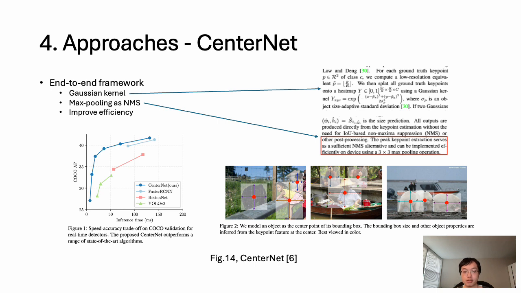They define the ground truth within a Gaussian kernel to represent it as a heat map. And it also replaces non-maximum suppression with max pooling, because they consider the center of the heat map with the highest value to be the center of the object. This approach can significantly improve the efficiency, with better performance in object detection.